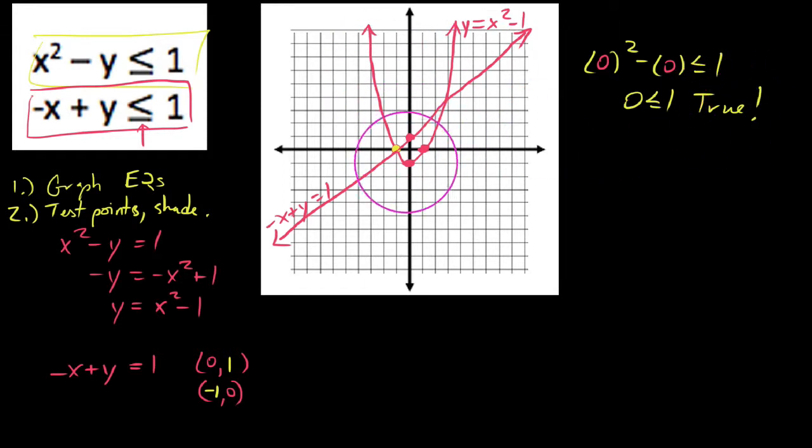And so for our parabola here, we're going to shade towards the side of the parabola that contains the point (0, 0). So this would be all points on the inside of this parabola, because (0, 0) also lies on the inside of the parabola.